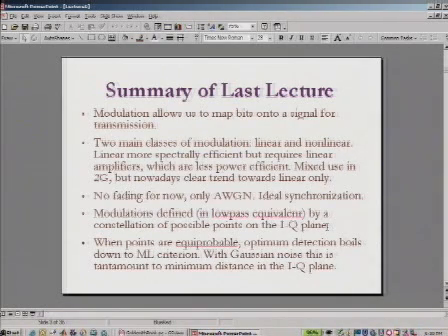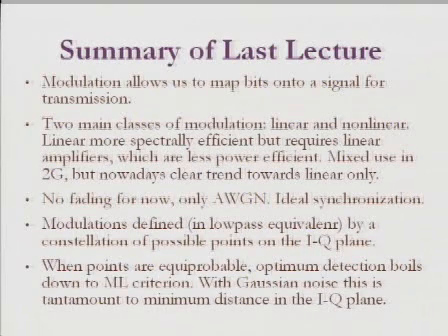Okay, so let's quickly review the key ideas we learned in chapter 5, because chapter 6 is a complete direct continuation of chapter 5. I think it was just one chapter and she broke it up in two because it was too long. So we learned that modulation allows us to map bits onto a signal for transmission. Remember, there are two main classes of modulation, linear and nonlinear, and there are trade-offs here involving spectrum efficiency versus power efficiency.